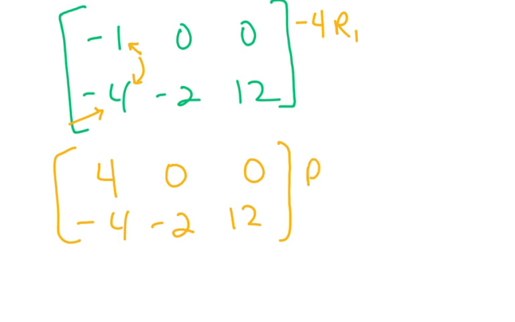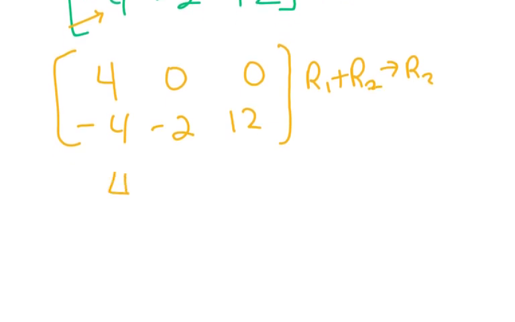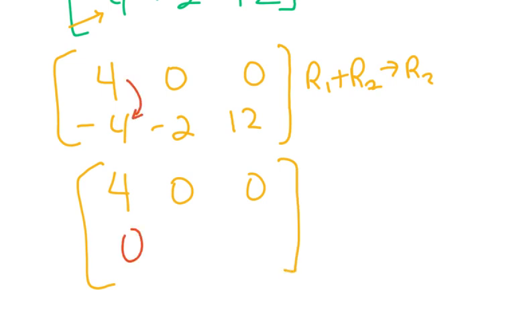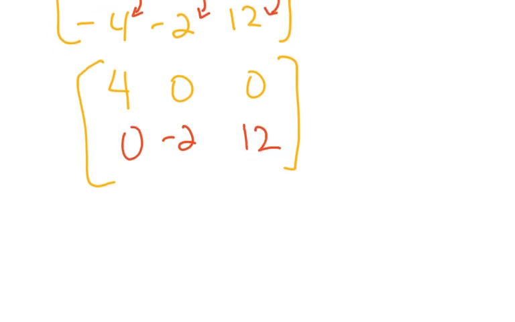Okay, now I'm going to add row 1 plus row 2, and I'm going to put my answer in row 2. I'm not going to change row 1 at all. I'm just using it to get my answer. So I'm going to say 4 and negative 4, 0 and negative 2, 0 and 12. And so now I'm down to the point where I only need ones right there and right there.